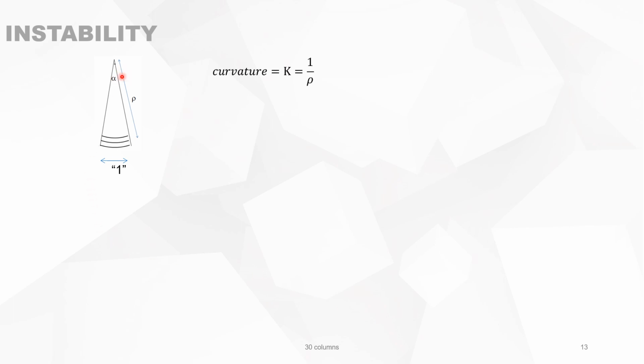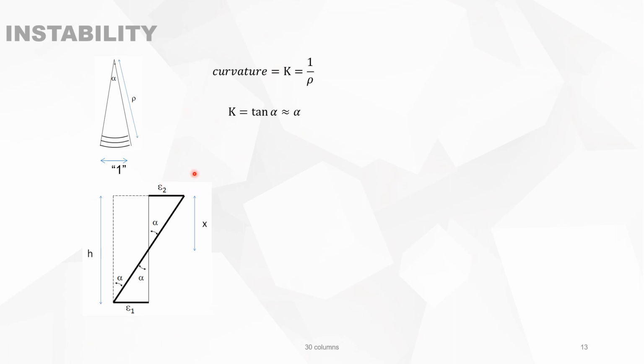Now let's take the idea of curvature. The curvature K is 1 over rho, and rho is the radius. When this is, for instance, a beam in bending, and this is a very small part of the beam with an angle alpha, then you can see that the curvature K is 1 over rho, but 1 over rho is of course the tangent of this angle alpha, or with small angles, it's alpha. So K is equal to alpha.